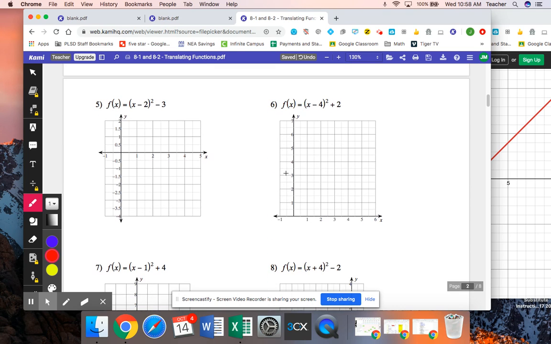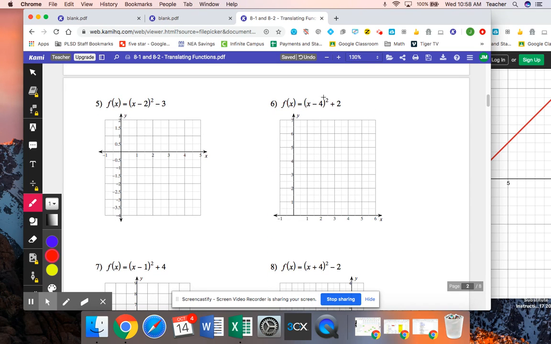Let's take a look at number 6, for example. There's a function, recognize it's a square, so it's going to be a U. Now, is it going to go upwards or downwards? It's going to go upwards. So you're ultimately going to have a shape that looks like this. Now, exactly where is determined by what this is. That's a negative 4. On the inside, it goes opposite, so you go to the right 4, and then you have to go up 2. So you go up 2, there's your new vertex, and then I just draw a U.